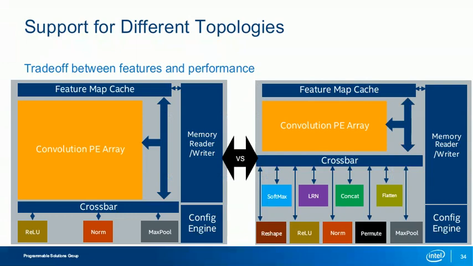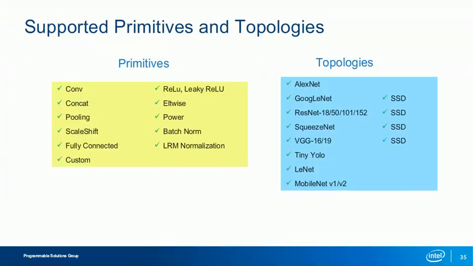With the different architectures in mind, it's important to choose the optimal FPGA image because there's a trade-off between feature support and performance. If you use a generic FPGA image that can support many different types of primitives, as on the right, then you'll have less space left for the convolution PE arrays. Whereas on the left, choose the image with only the primitives you need, and you'll have much bigger size left for both the convolution PE array as well as the feature map stream buffer. This will result in much higher performance.